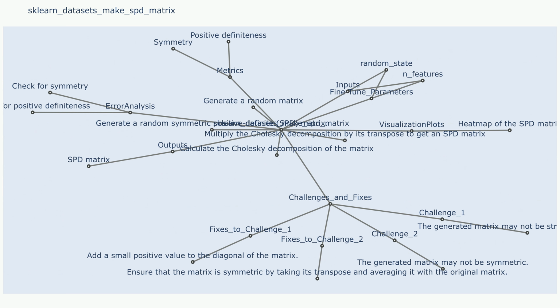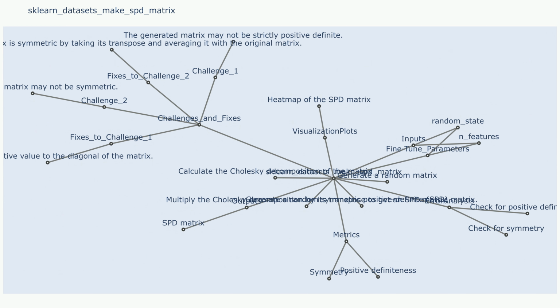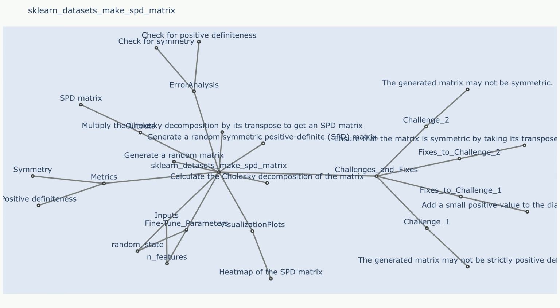Fine-tune parameters. N samples: adjust the number of rows and columns of the SPD matrix to control the complexity of a generated matrix and its potential applications. Random state. Control the randomness of the generated SPD matrix by specifying a seed or providing a random state instance. Uncertainty methods. None. The make SPD matrix function does not inherently involve uncertainty. It directly generates a deterministic SPD matrix.